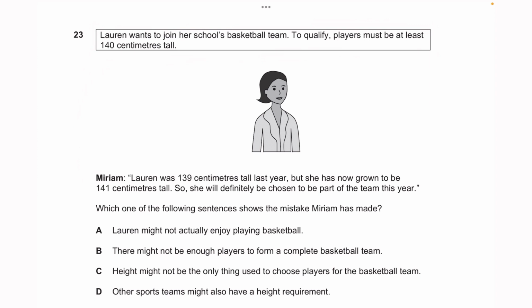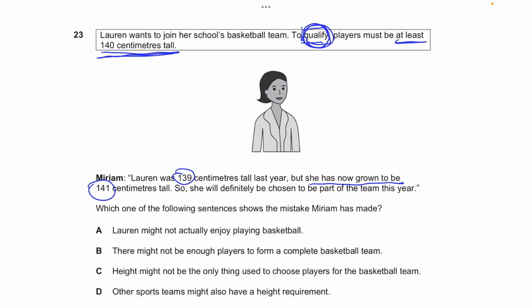So first we have to understand the above information. Lauren wants to join the basketball team. Now, to qualify, that's the key thing. To be able to make it in, players must be at least 140 centimeters tall. So to even qualify to try out, I guess, she needs to be at least that much. And Miriam's saying Lauren was 139 centimeters tall, but she's now grown to be 141 centimeters, so she'll definitely be chosen to be a part of the team this year. Remember, the key word here was the word qualify. To qualify, to probably even try out or even be chosen, there are also other elements to be considered.